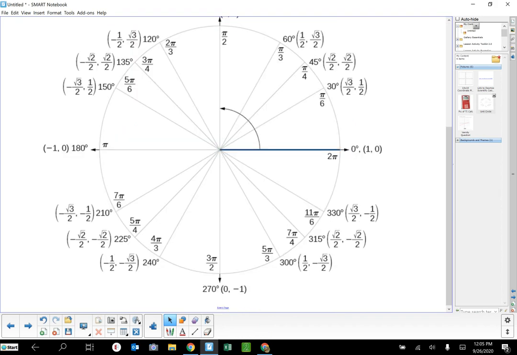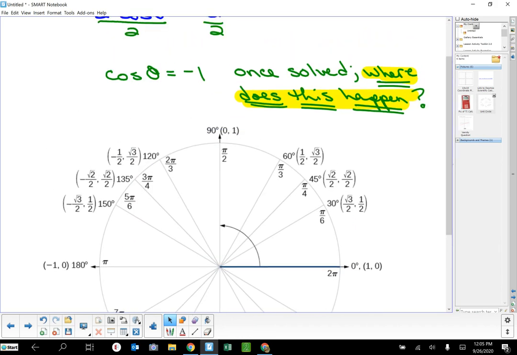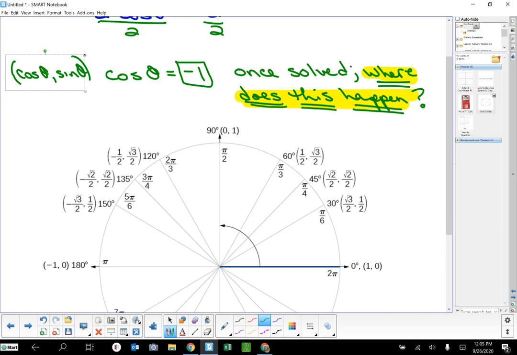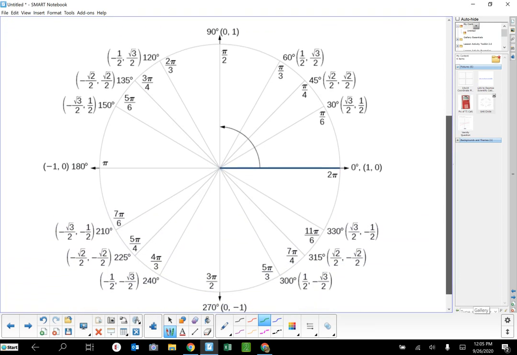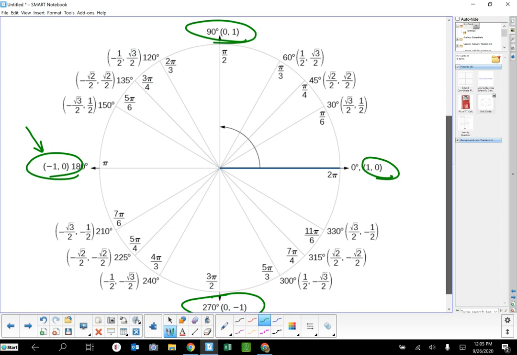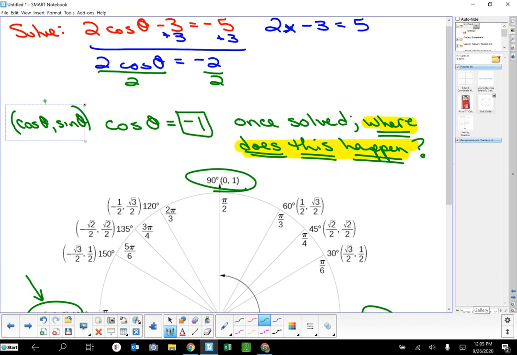Okay, so we want to know, where is cosine negative 1? Well, recall again that when we're talking about these, the ordered pairs are always cosine, sine. So we want to know, where is the x coordinate negative 1, right? And that happens at a quadrant angle. So let's look down here. And we're looking at our quadrant angles. Where is our x coordinate negative 1? Well, that happens right there and only there. It is the only place that that happens. Okay, so cosine is negative 1 at 180 degrees.